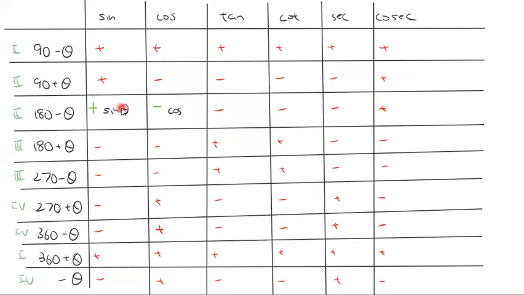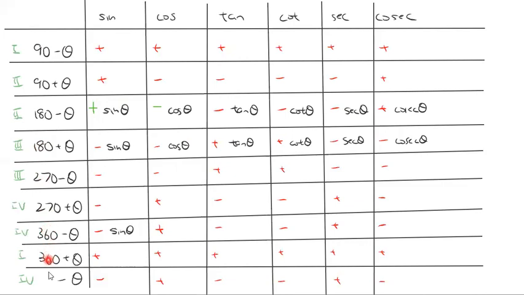And of course, this will be cosine theta. This will be tan theta. This will be cot theta. This will be sec theta. This will be cosec theta. Does that make sense? Is this one a multiple of 180? Yes. So again, you just copy. Is this one a multiple of 180? No. Is this a multiple of 180? Yes. Is this a multiple of 180? Yes. Is this a multiple of 180? Yes. Good. So in these cases, you just copy.